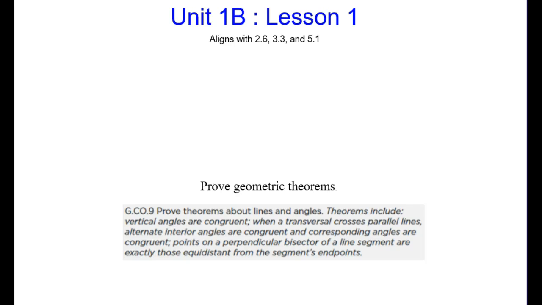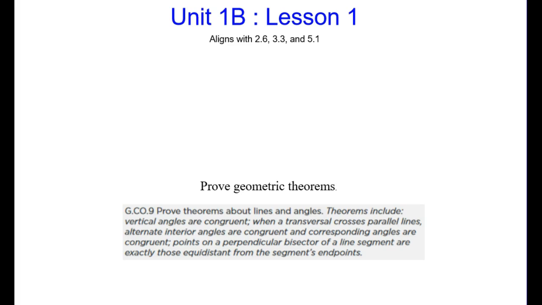Unit 1B, Lesson 1. This will align with Lessons 2.6, 3.3, and 5.1 in your textbook. The main standard we're going to work with is prove theorems about lines and angles. These theorems will include vertical angles are congruent. When a transversal crosses parallel lines, alternate interior angles are congruent and corresponding angles are congruent. Points on a perpendicular bisector of a line segment are exactly those equidistant from the segment's endpoints.